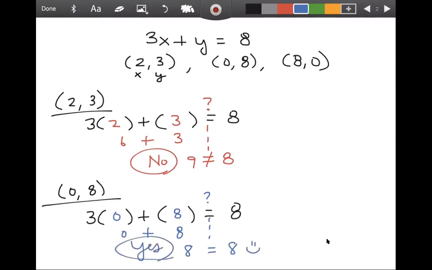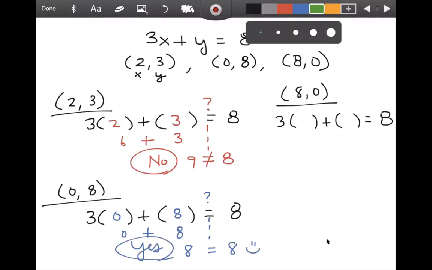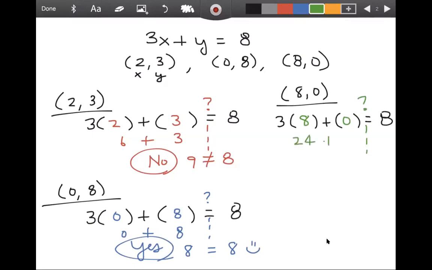All right, and then finally, we have (8, 0). 3 blank plus blank equals 8. This time I'm putting in 8 for x and 0 for y. And I think you can see where this is going. 3 times 8 is 24. 24 plus 0 is not 8. So that is a no.